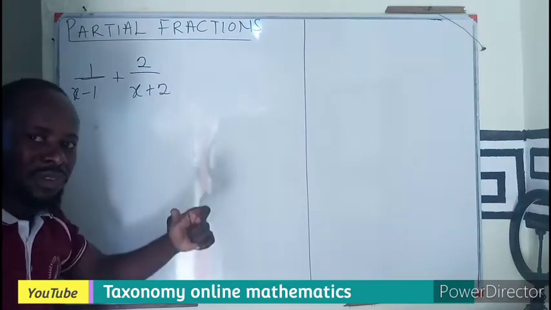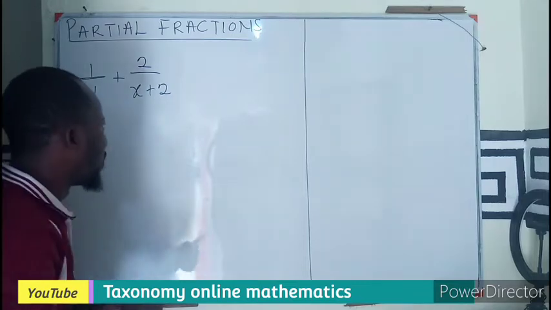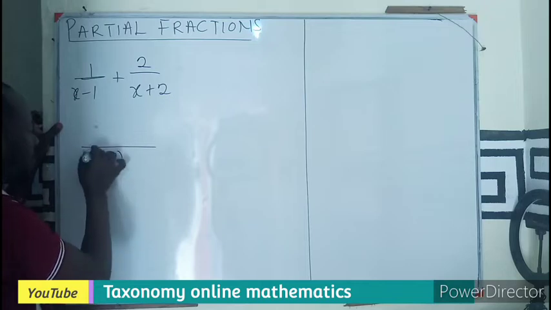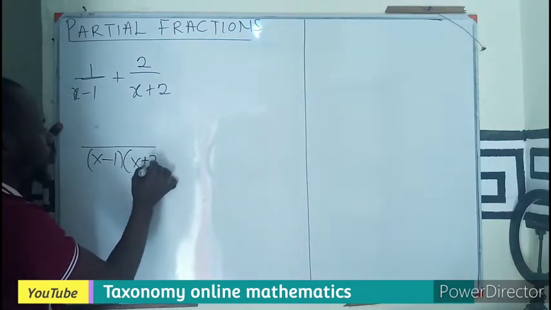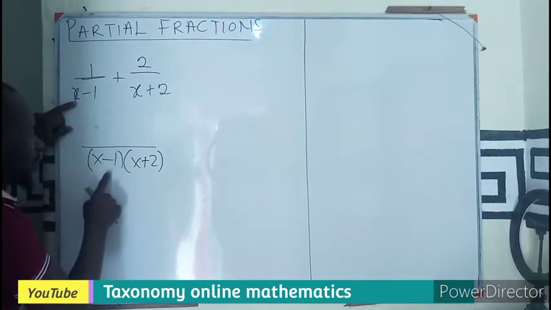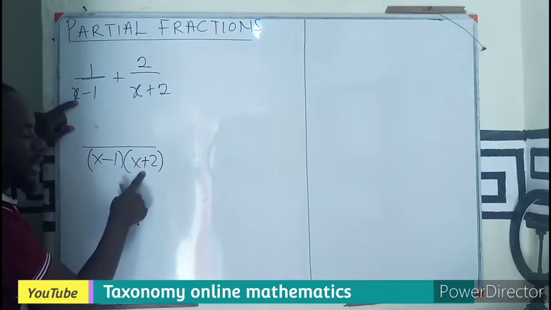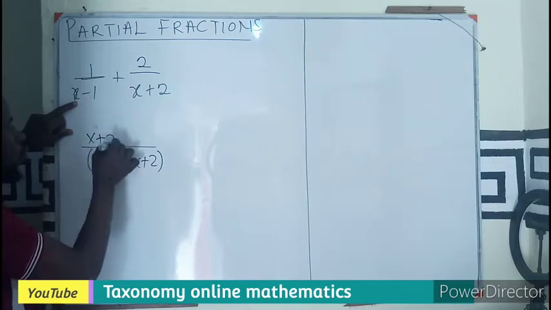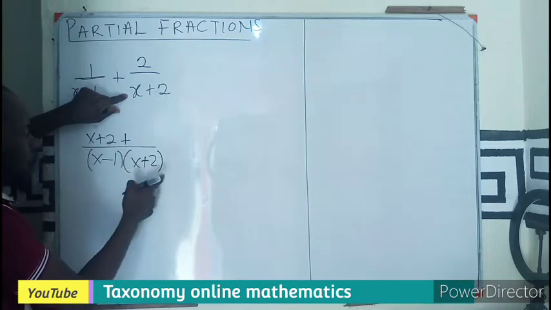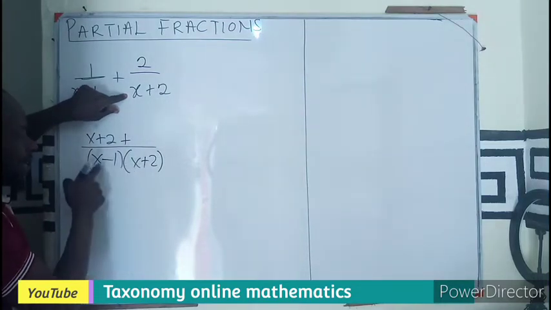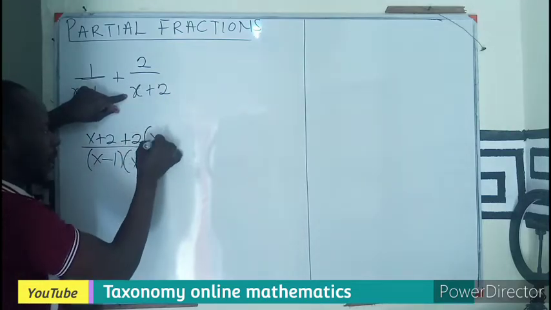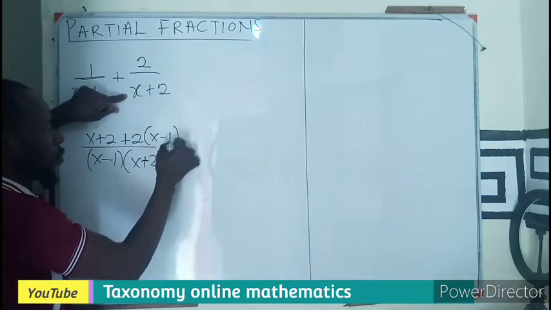What do we do? We first of all look for the LCD, which is a multiple of these. So this is going to be (x - 1) multiplying (x + 2) as our LCD, while this (x - 1) cancels itself, remaining (x + 2), because it will multiply 1 to give us the same thing. Then (x + 2) also divides this, cancelling itself, giving us only (x - 1) multiplying 2. So x minus what? 1.